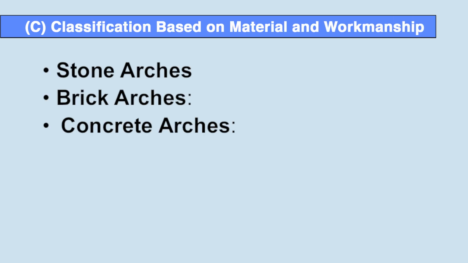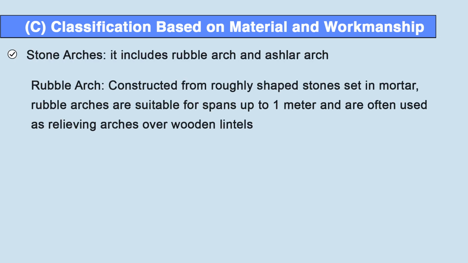Now, the next head of classification is classification based on material and workmanship. So, based on material used and the quality of workmanship, arches can be classified into three main categories. One is stone arches, second one is brick arches, third one is concrete arches. Let us discuss stone arches. Stone arches include rubble arch and ashlar arch.